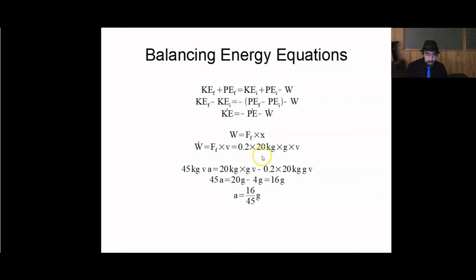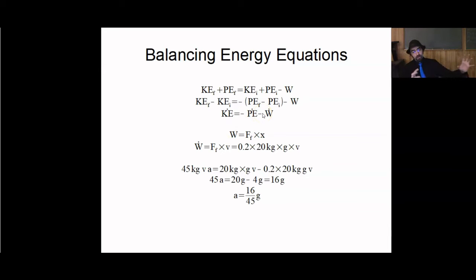Crunch the numbers in. We figure out that with a coefficient of friction of 0.2, gravity is 20 kilograms. It's a horizontal surface, so normal force is equal and opposite to gravity. So 0.2 times 20 kilograms times g times the same velocity that didn't go anywhere. W dot equals 0.2 times 20 kilograms times g times v.